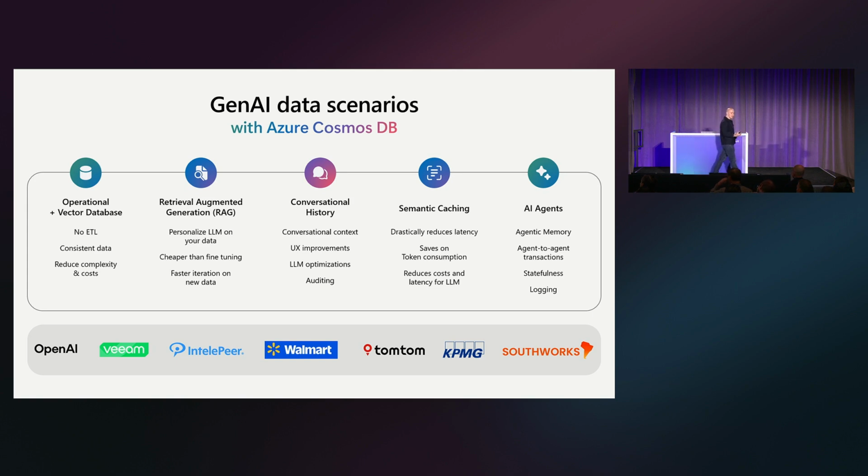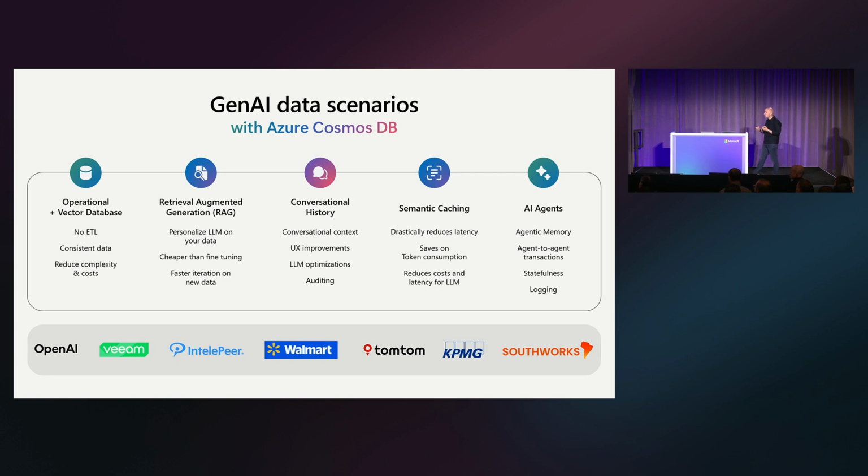And this unlocks additional scenarios like RAG for grounding your models, storing and retrieving conversational history for thread persistence, semantic caching, where you can store responses from large language models on Cosmos DB and perform semantic search to bring them back. So it saves on token consumption and latency of calling your large language models.